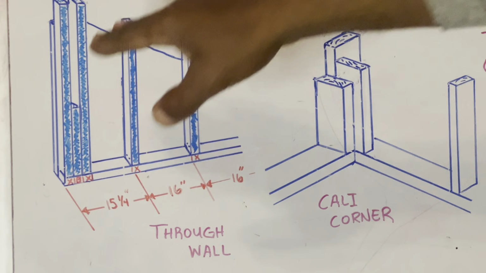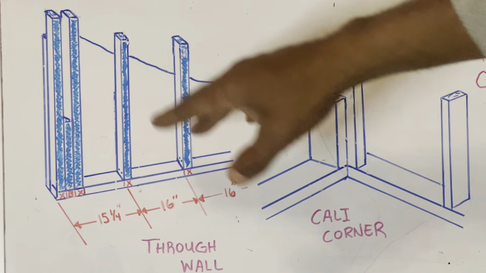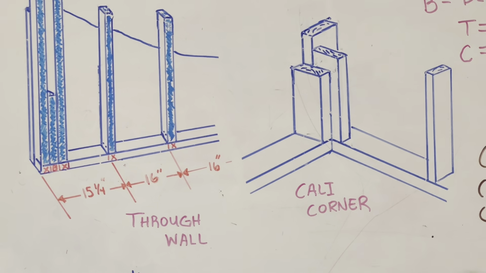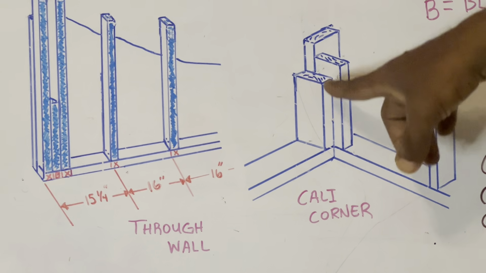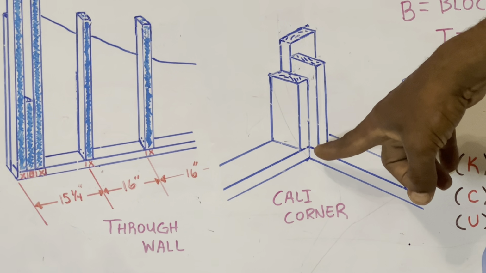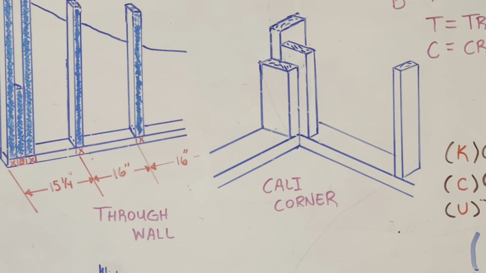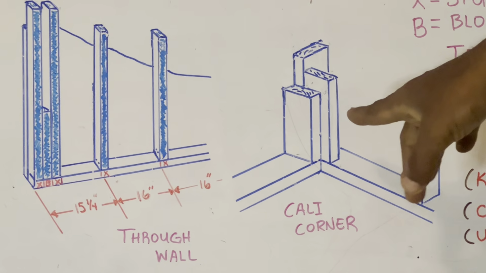This would be called traditional framing. And now you have what they'll call more advanced techniques. This is a type of outside corner that's become more popular now, which is the Cali corner, or California corner.